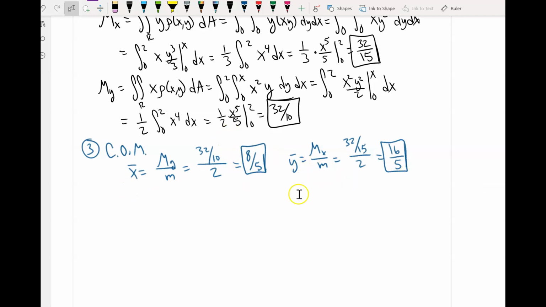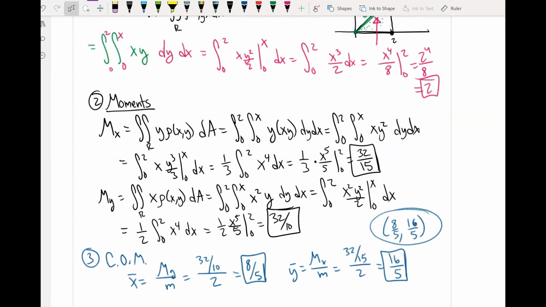Okay, so this is the point at which all the mass will be able to be balanced. So if you have a thin plate and you want to find the balancing point, that's the point at which the balancing point is at. Okay, so now we found our center of mass.